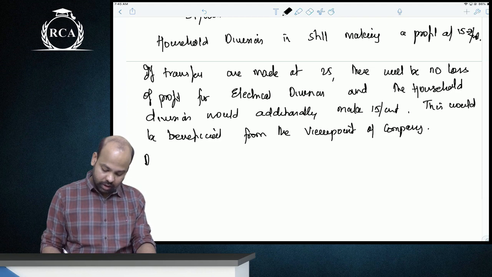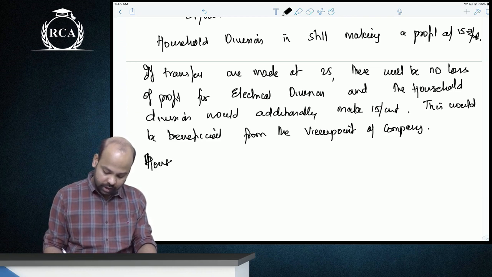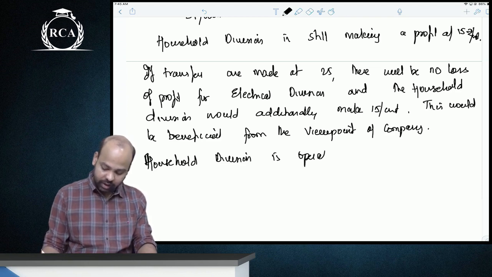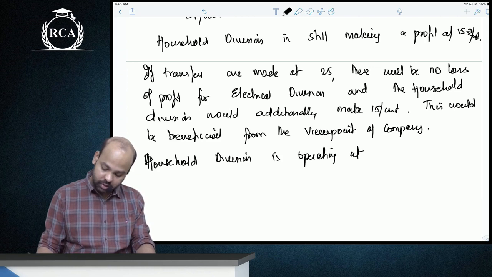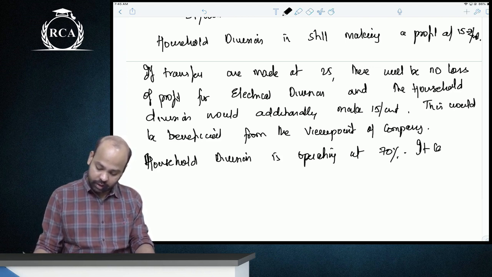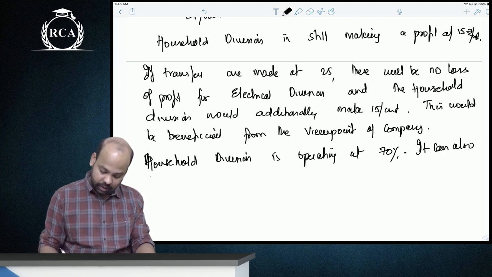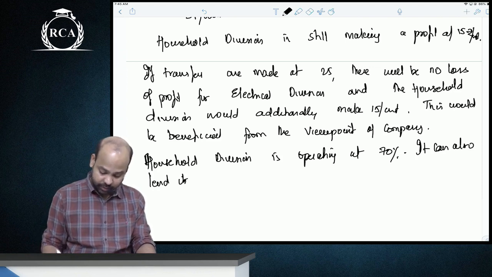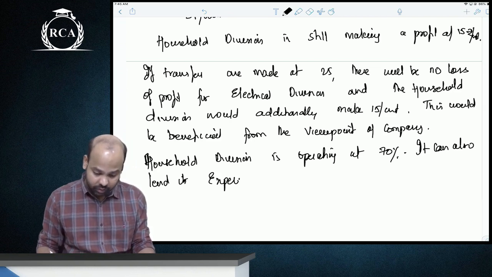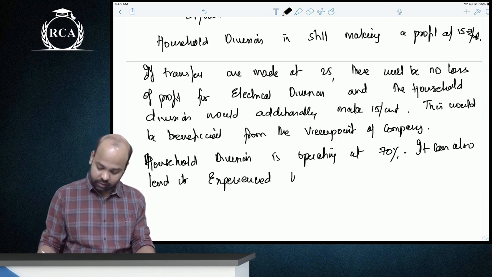ये अपना जो household division है, guys, household division is operating at only 70%. So let him recover, beta. It can also lend its skilled labor, beta. It can also lend its experienced workers to other divisions, guys.